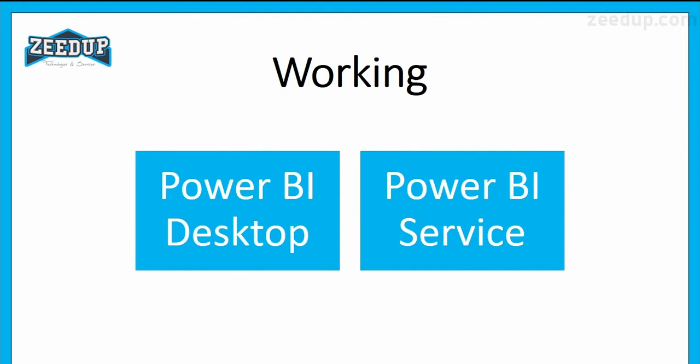Now that was about the features of Power BI. Let us talk about its working. When we talk about its working, Power BI has two components or two ways in which it can work. The first one is Power BI Desktop and the second one is Power BI Service. Power BI Desktop is the software that is installed on your machine and runs offline.